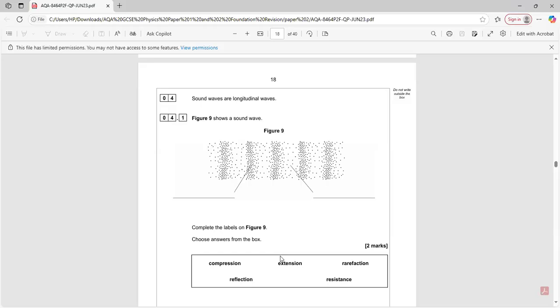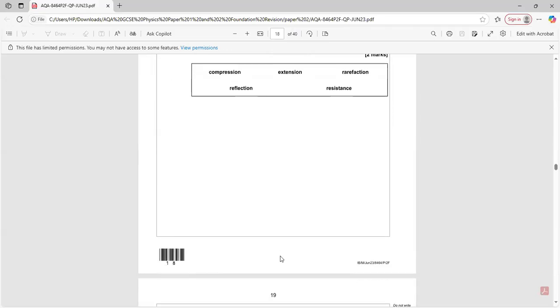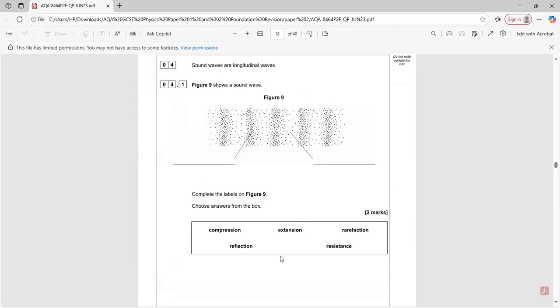So, this figure shows a sound wave. The next question is this. It says we should choose the answers from the book. Where's the question? I don't see the question. Okay, complete the labels on figure 9. Oh, okay.